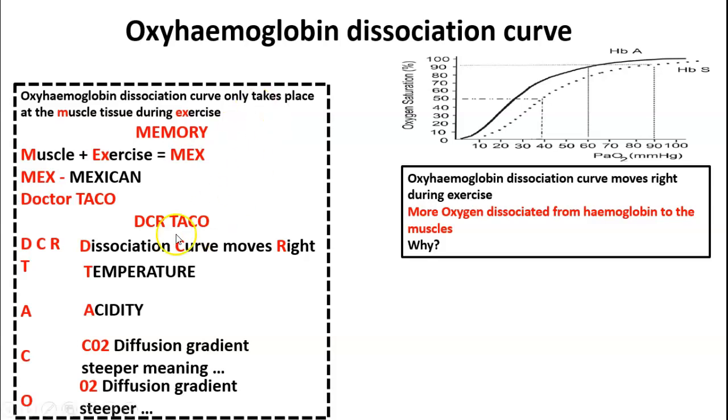So hopefully, if the chain doesn't work for you, when you see oxy-haemoglobin dissociation, we've got to remember that it is TACO. TACO is the key there, but this is just if you've got the curve to help you with that section. Make good notes on this.